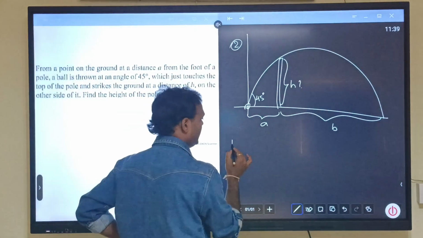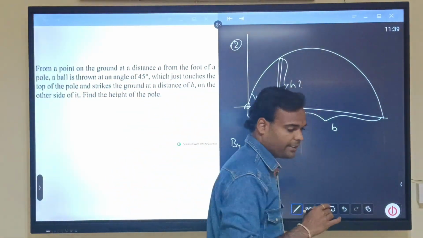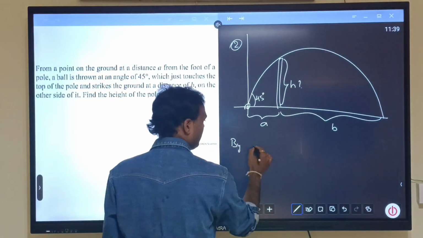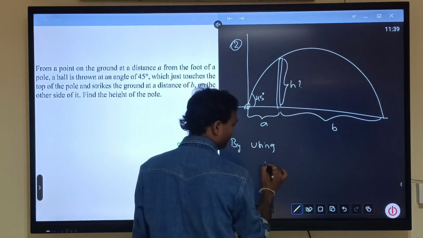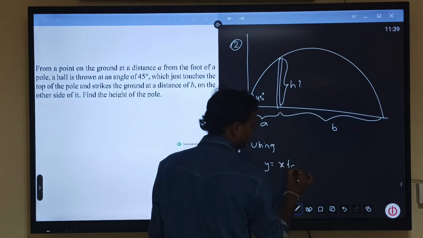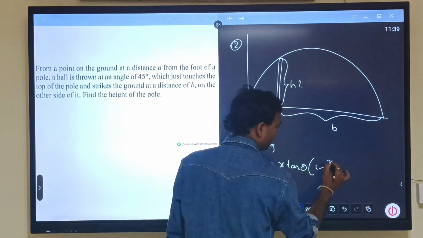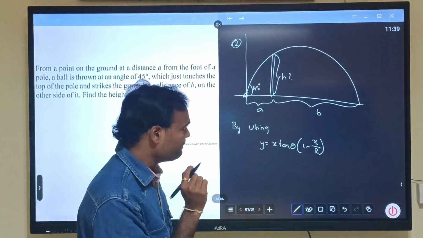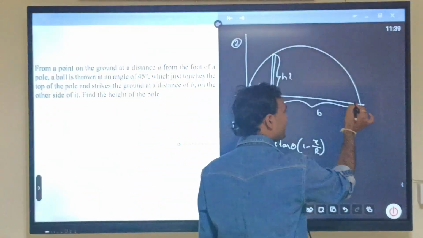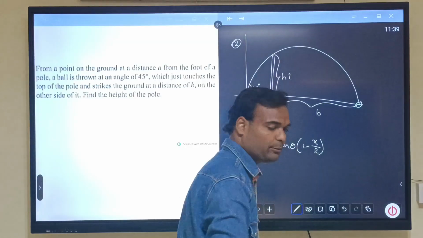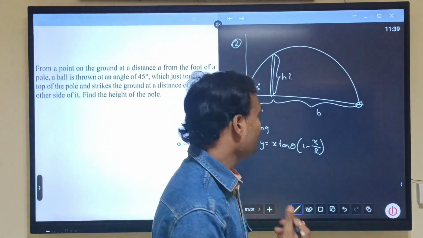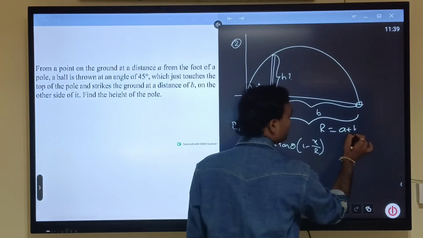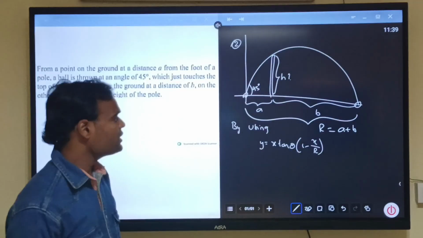Now, here we know the formula y is equal to x tan theta (1 minus x by R). In this case, we use the same formula. The most important point to understand is that the object starts its journey and ends at this point, as mentioned in the question itself. That means this is actually the range value. So can I say the range is equal to a plus b? Obviously, range is equal to a plus b.